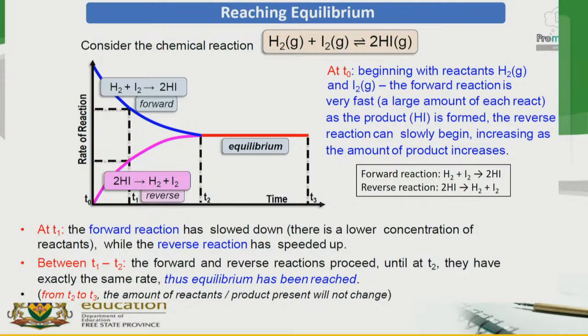And then what do you know about the reverse reaction? You know that before hydrogen and iodine react, you had nothing of hydrogen iodide. Since there was nothing of hydrogen iodide, it means there was no rate of reaction. But as hydrogen iodide is being formed, its concentration increases. Then as the concentration of hydrogen iodide increases, the rate of the reverse reaction increases. Then this happens: the rate of the forward reaction decreases and the rate of the reverse reaction increases until such time that the rate of the forward reaction equals the rate of the reverse reaction, and that point we call equilibrium.